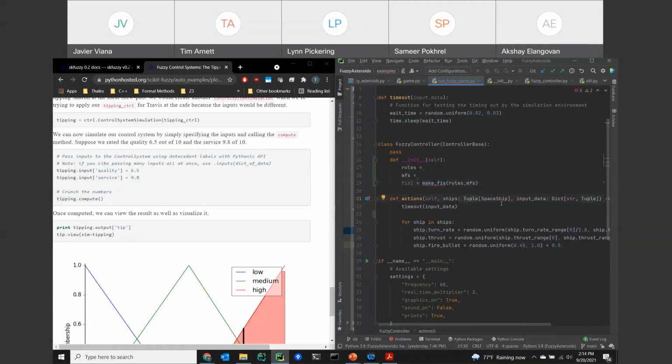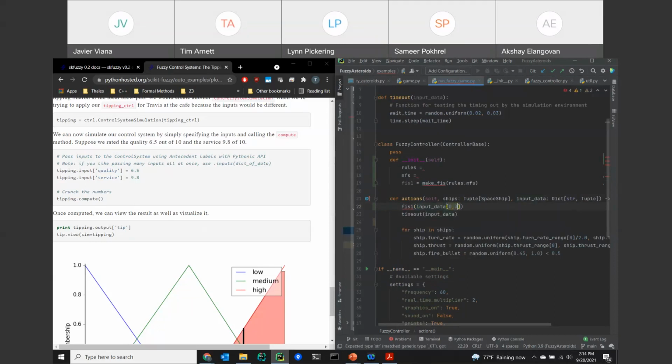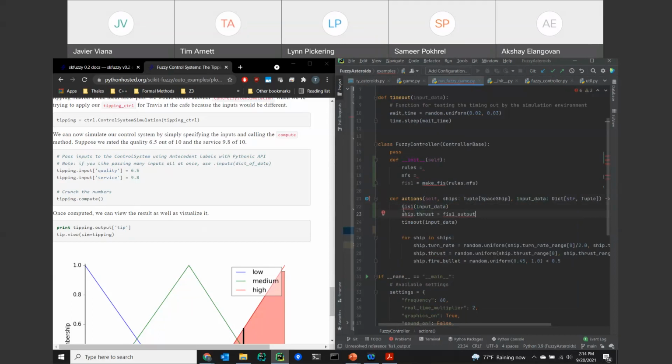But then in actions, you would say, well, FIS1, I'm going to call that with input data, whatever it is. If input data is a list, doesn't matter. You're going to take in some input data and get an output, and then you're going to assign that to the output from that FIS or that tree. We'll just do that in one line.